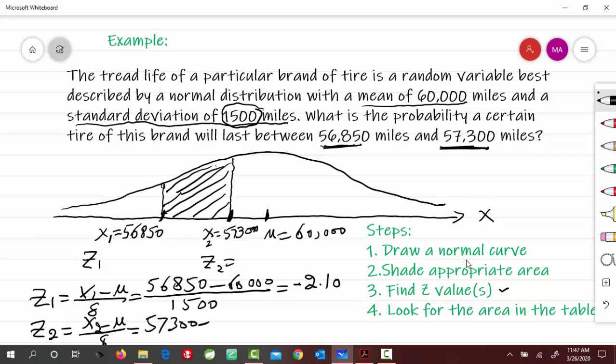And then z2 would be the same way, x2 minus mu divided by sigma, that is equal to 57,300 minus 60,000 divided by the standard deviation, which is 1,500. So that is negative 1.80. So I can label it here. So z1 is negative 2.10 and z2 is negative 1.80.